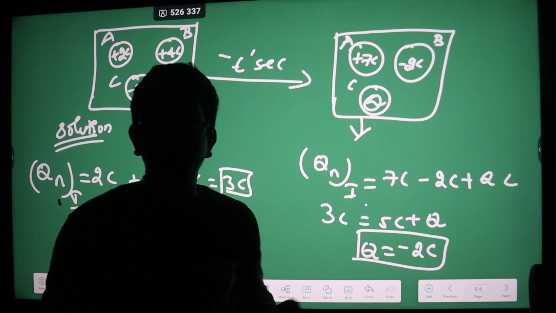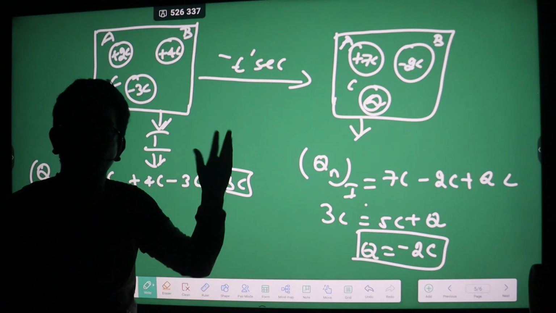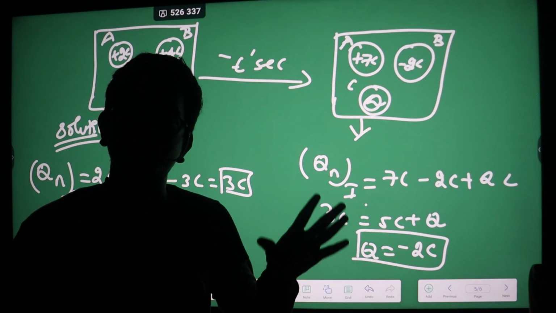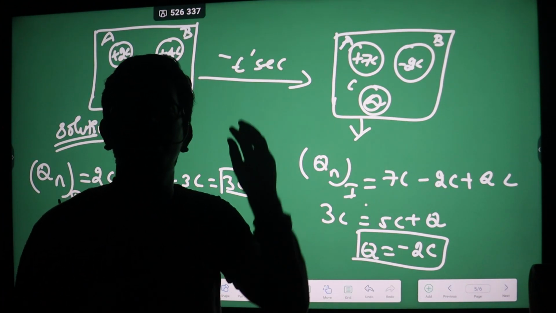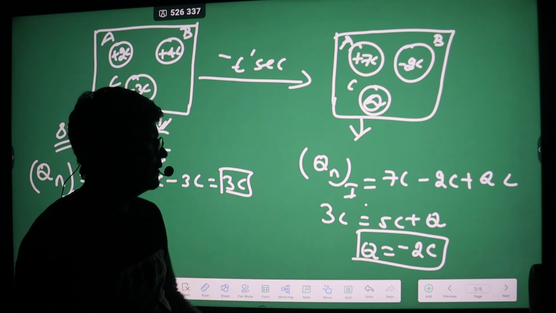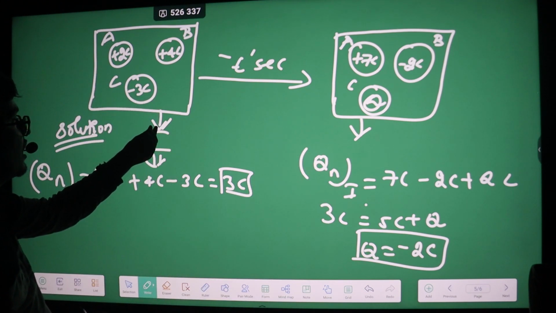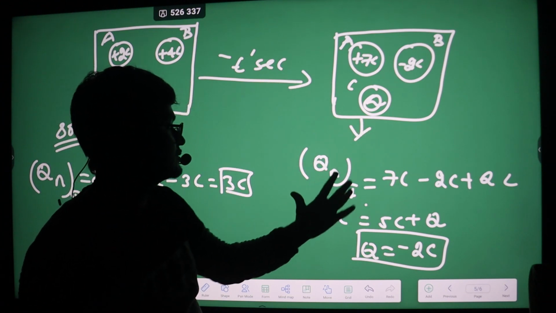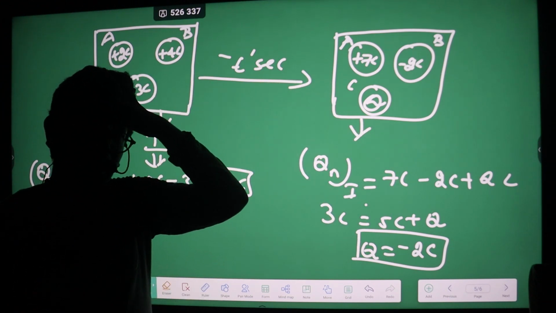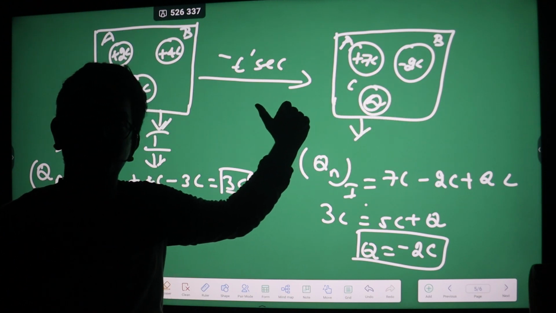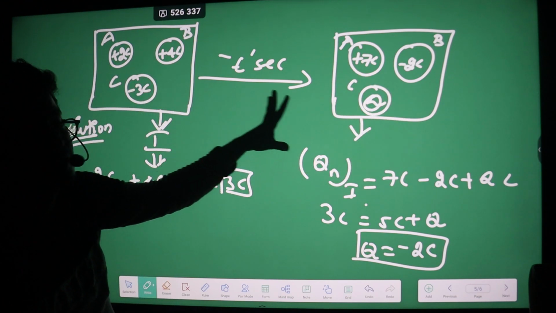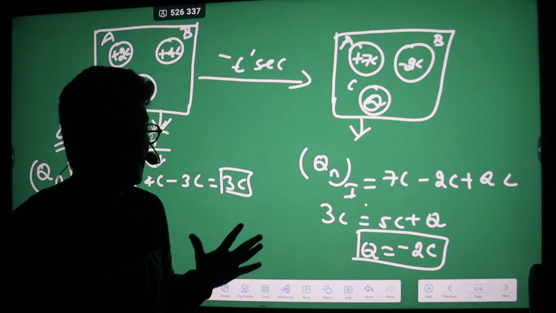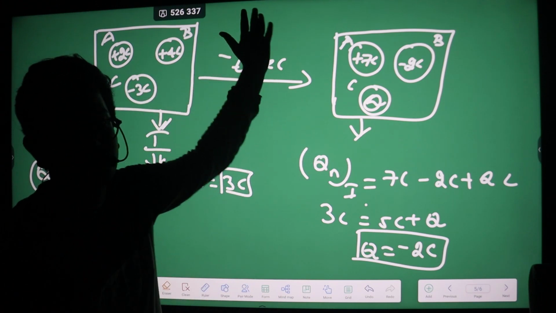I said this with the help of conservation of charge. What is the statement of the conservation of charge? The total net charge of an isolated system always remains conserved, always remains constant. Therefore, the net charge after a time interval of t seconds is also going to be the same. That's why I solved this problem. I am not changing the isolated system. Both the systems are the same. I'm just observing after a time interval of t seconds.